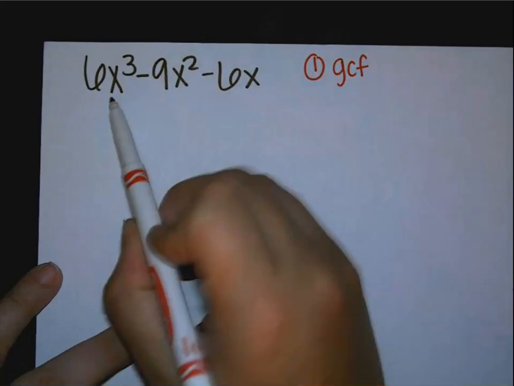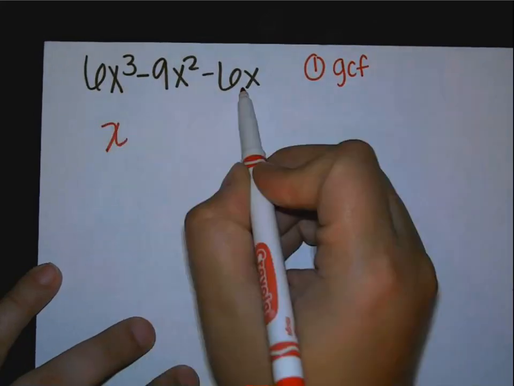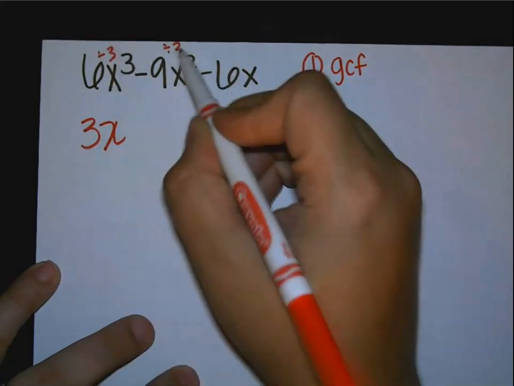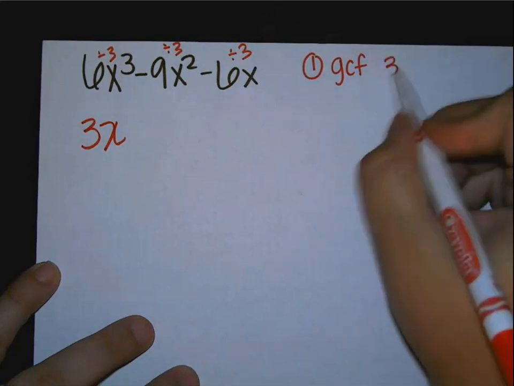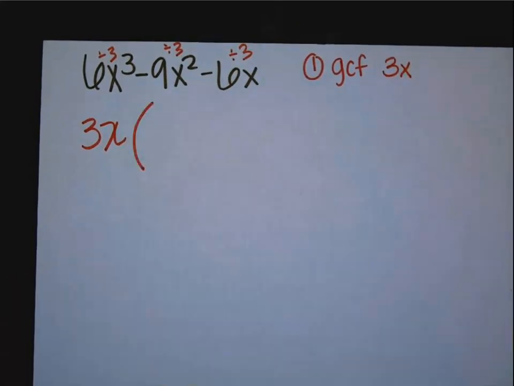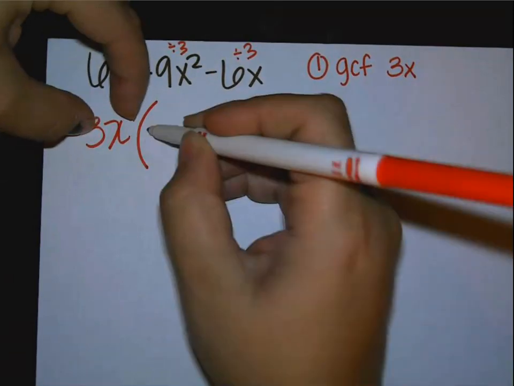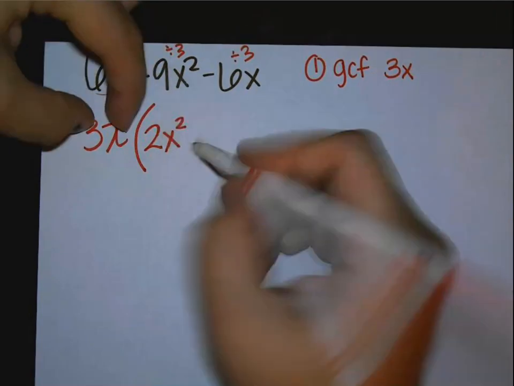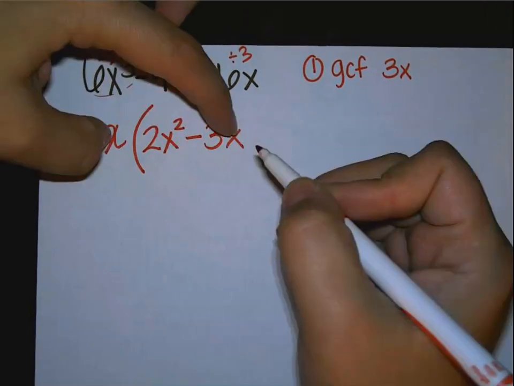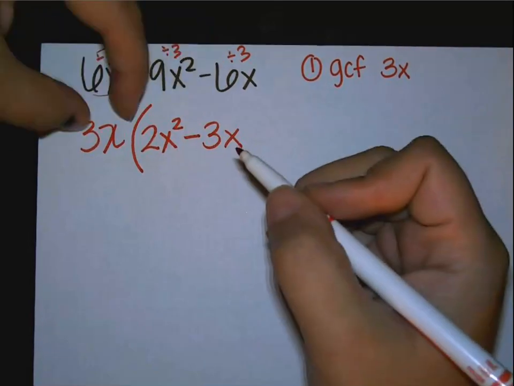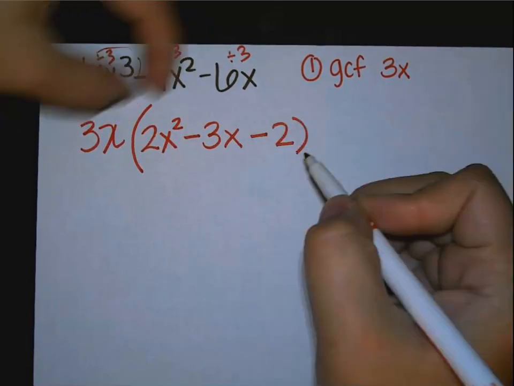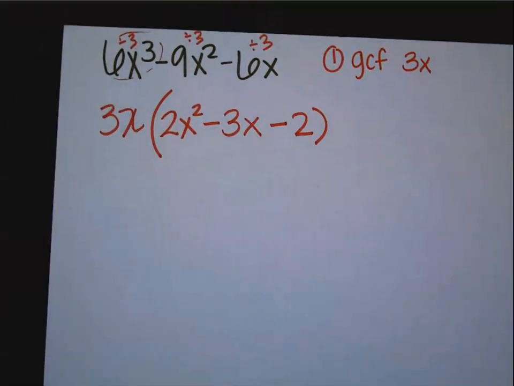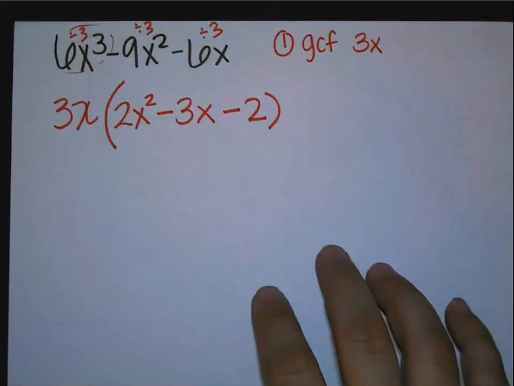Well, I know that x is in common. They all have x's. And I know that 3 can go into all of these. So that's how I know the GCF is 3x. That's how I know what goes in the front. So then 3x times 2x squared would make this. And then 3x times negative 3x would make negative 9x squared. And then 3x times negative 2, we get negative 6x. So right there, that is step 1. You always have to do that, no matter what.